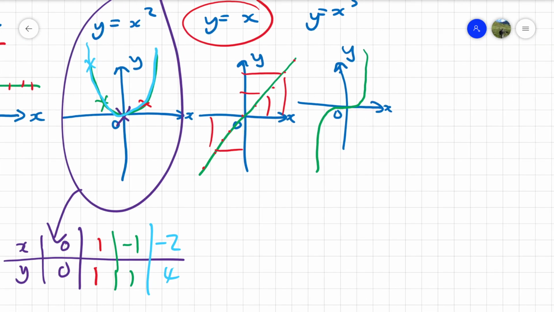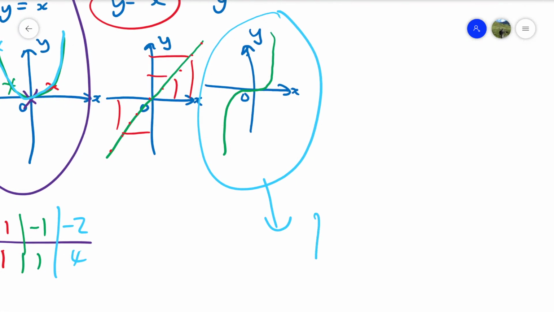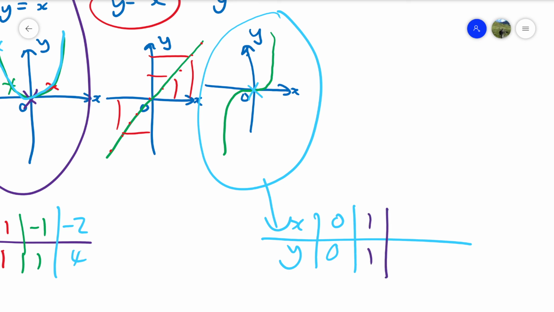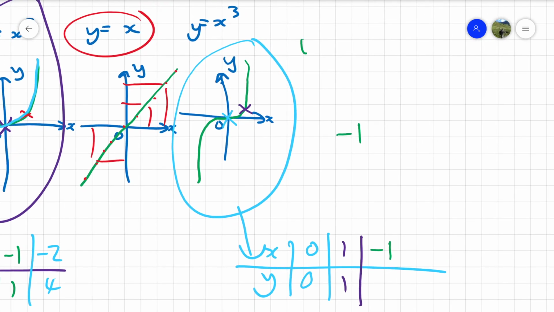Now let's look at this one. This one is new. We'll do a little table again, just to talk it through. What if x is 0? Then y is 0. So far the same as with x squared. What if x is 1? Y is 1. What if x is minus 1? Remember we're doing y equals x cubed.